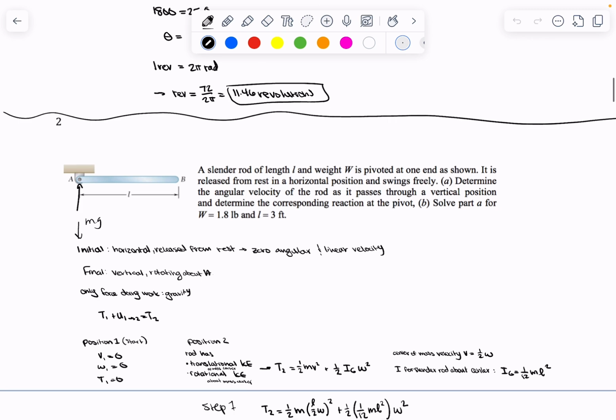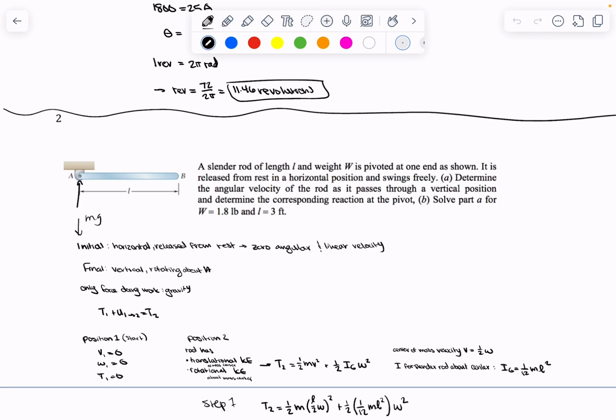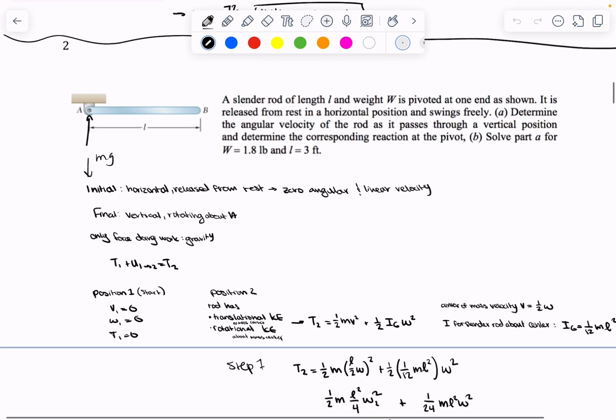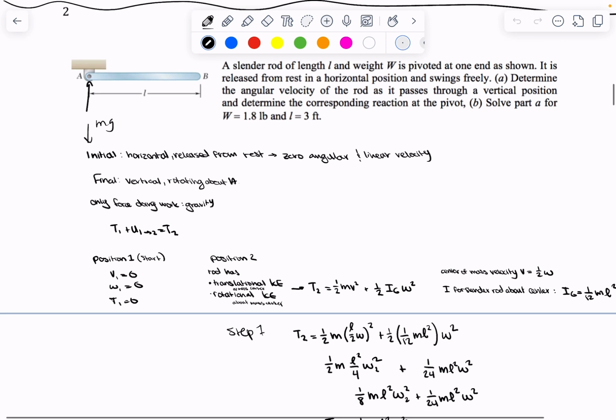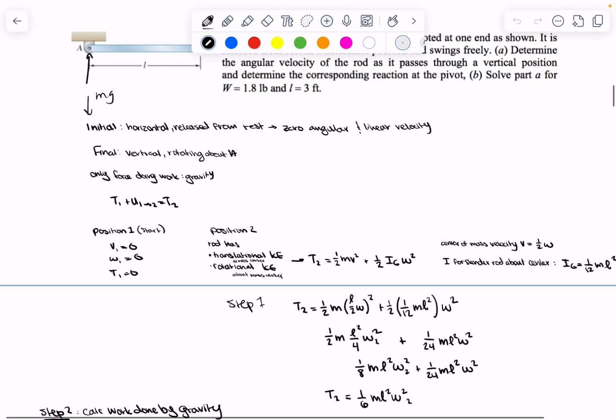For number 2, we have a slender rod. Initially it's horizontal, it's released from rest, which means there's zero angular velocity and linear velocity. And in the final position, it's vertical and it's rotating about A. The only force doing work is gravity. So we use our energy equation again. Position 1, everything is 0.